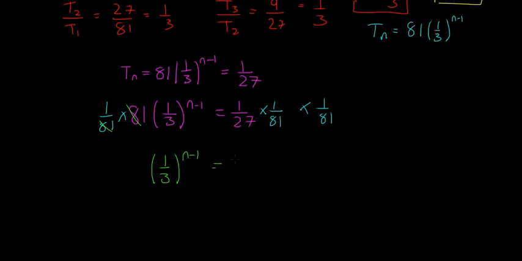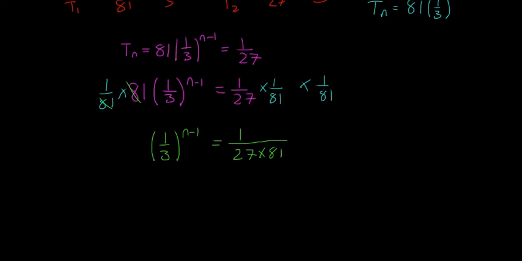And here we're going to get 1 over 27 multiplied by 81, which is going to be a fine big number. So the next steps, I'm going to do two things at the same time.